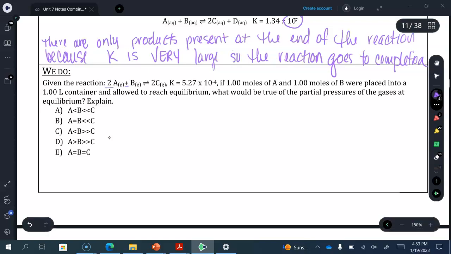So you want to pay attention. I'm going to have you do this. You're going to pay attention to the stoichiometry and the -4 exponent, and select your answer. Please pause the video and complete the we do on your own, then resume the video after you've tried.